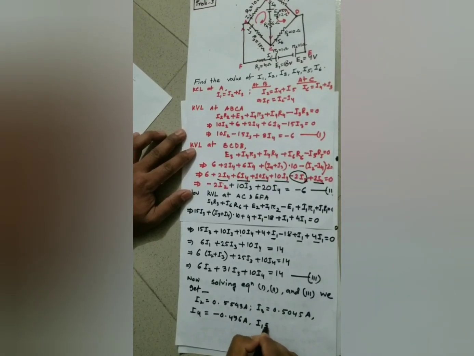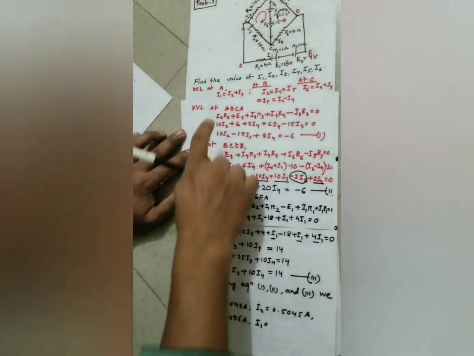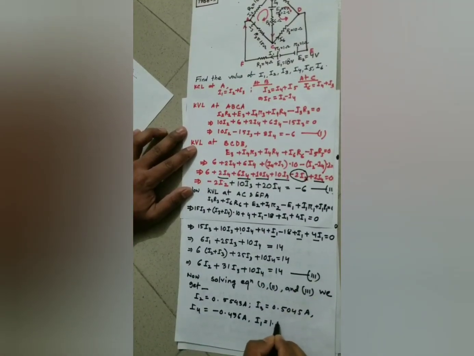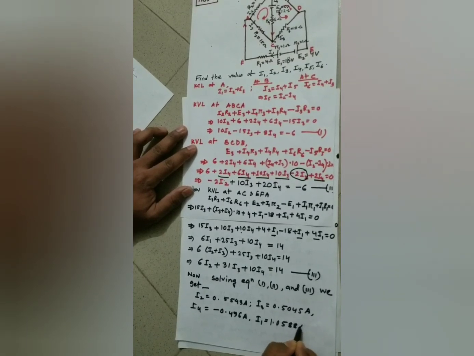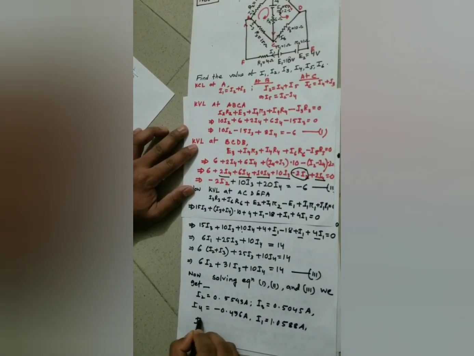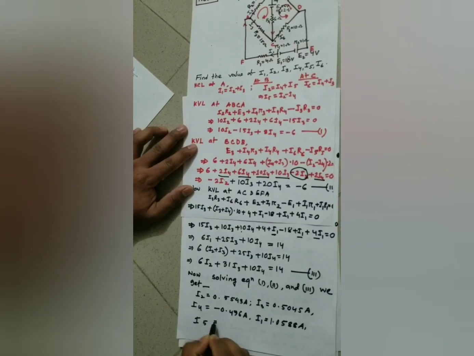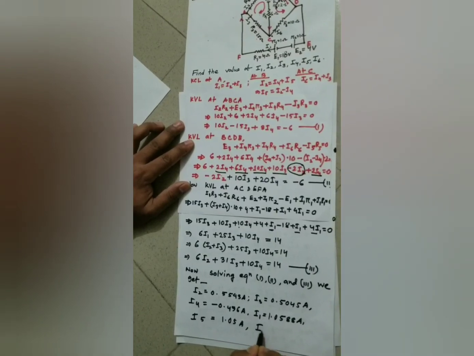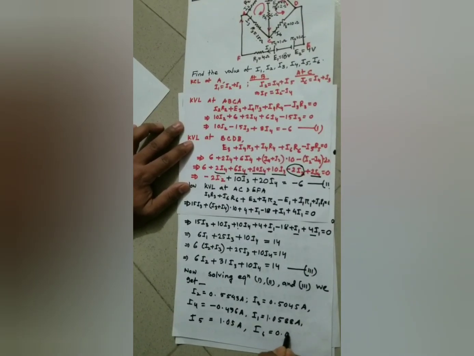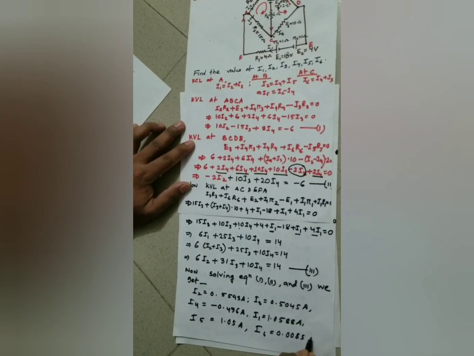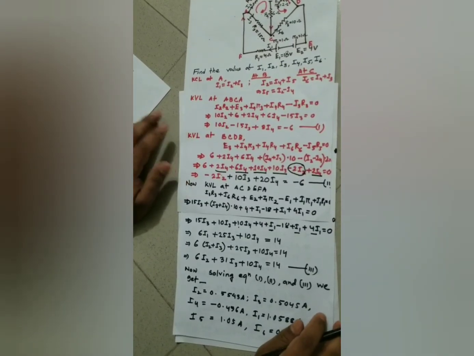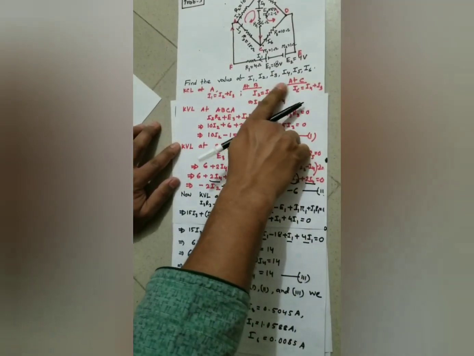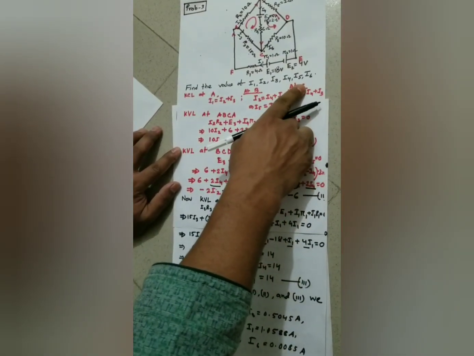Putting the value of I2 and I3 at point A, I1 equals 1.0588 ampere, I5 equals 1.05 ampere, and I6 equals 0.0085 ampere. So that is the answer for I1, I2, I3, I4, I5 and I6.